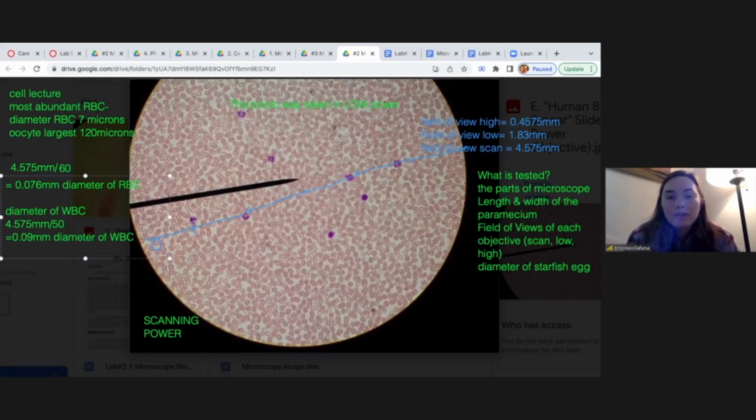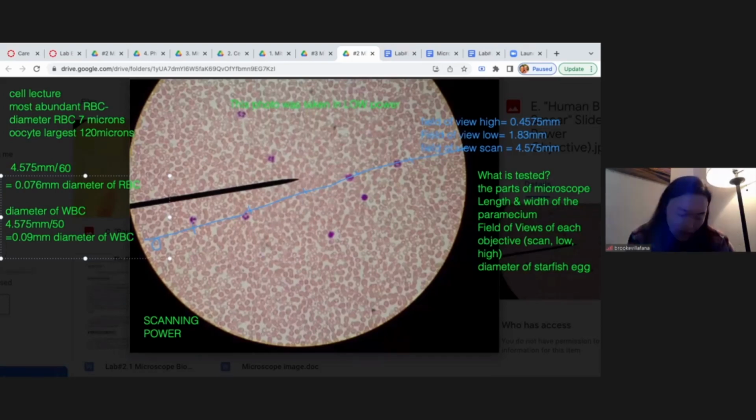Okay, so that's kind of, again, your answer for those. Like I said, you're not going to be asked for those on the test, in terms of specifically the diameter of the red blood cell or the diameter of the white blood cell. You do need to know the difference between red blood cells and white blood cells for the test, though.